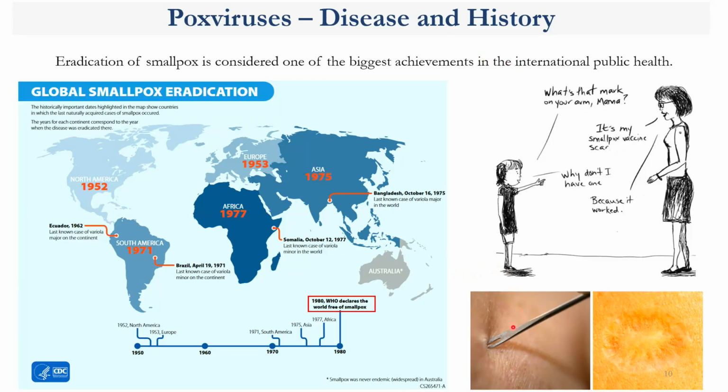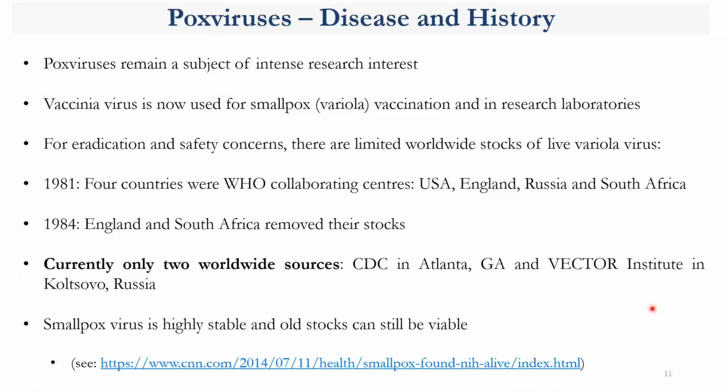So initially, what they used to do was dip the needle in the inactivated virus and scratch it on your skin or put it on your skin, and you get this kind of scar on your arms. Most of you guys don't have that, okay, because you didn't need to. But go talk to your parents, they probably have this kind of mark on their arms, okay? Because that's what smallpox vaccination was. Now, this still remains a subject of intense research, and like I said, the vaccinia virus is now used for smallpox vaccination and in research labs, okay?